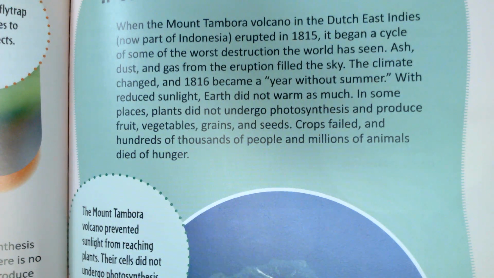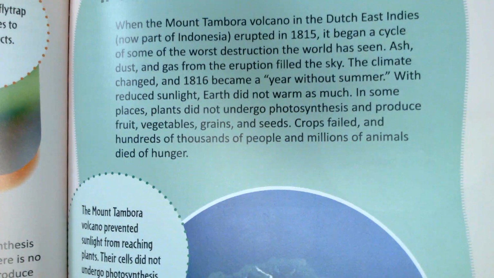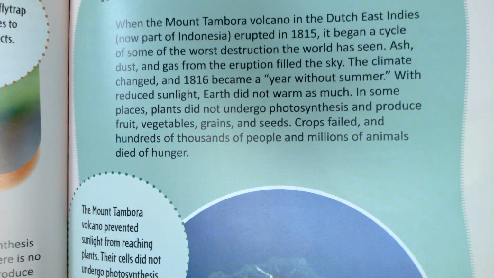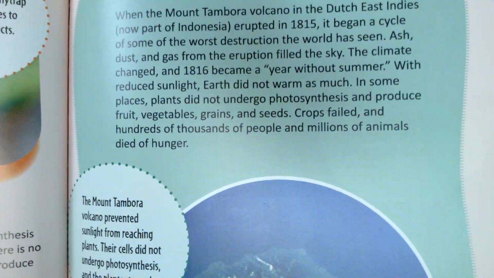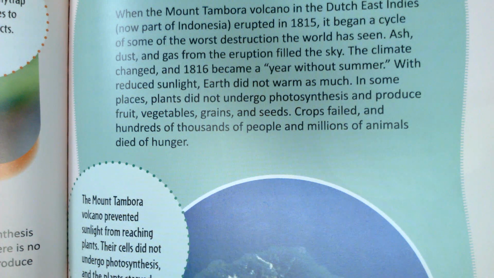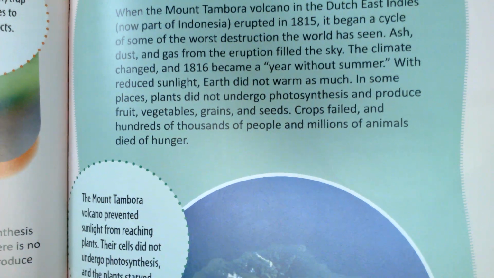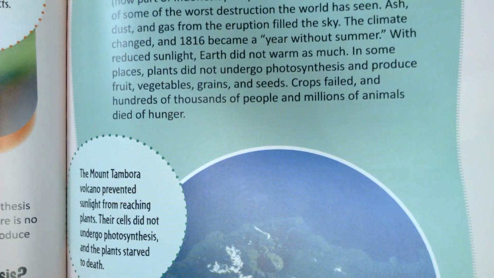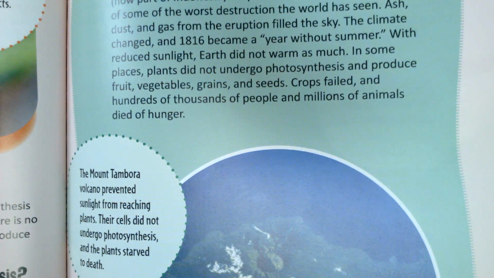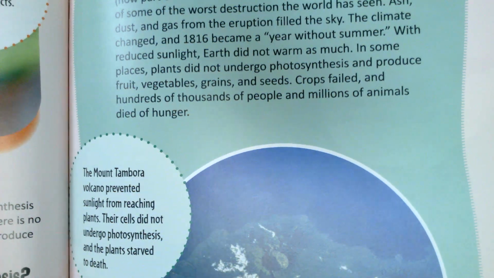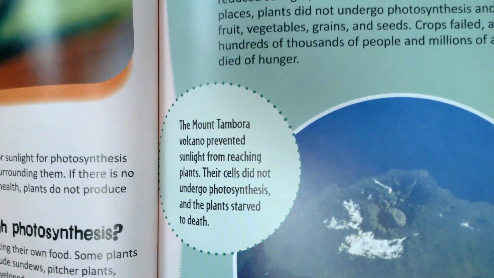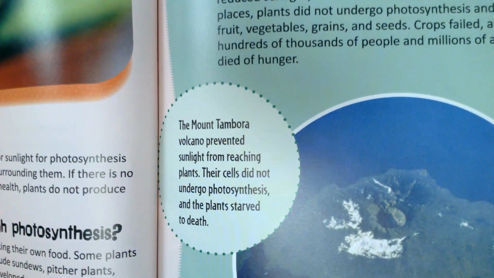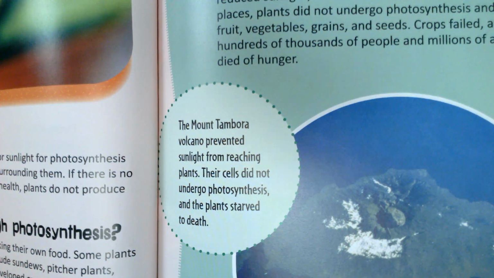With reduced sunlight, Earth did not warm as much. In some places, plants did not undergo photosynthesis and produce fruit, vegetables, grains, and seeds. Crops failed, and hundreds of thousands of people and millions of animals died of hunger. The Mount Tambora volcano prevented sunlight from reaching plants. Their cells did not undergo photosynthesis, and the plants starved to death.